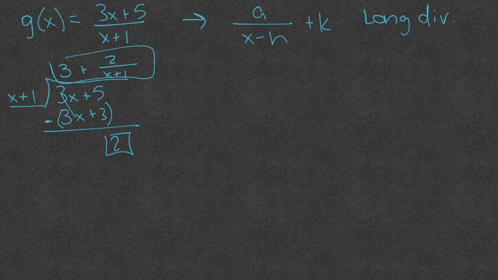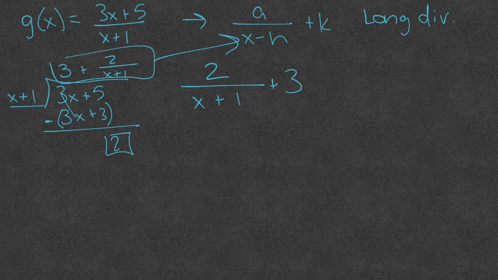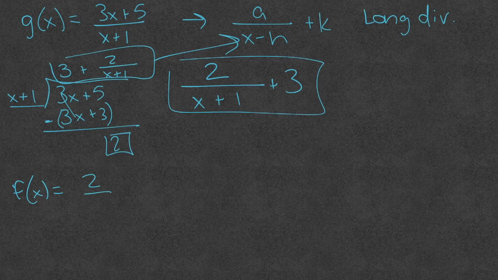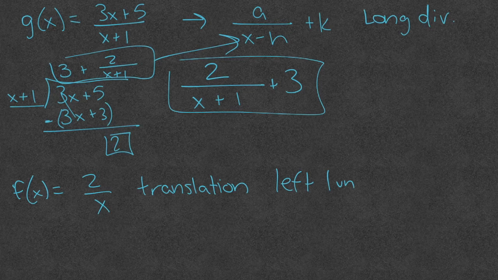However, this doesn't necessarily look like that form, so all we have to do is flip it. So this is 2 over x plus 1 plus 3. So that is our new equation. And what this is looking at is the f of x equals 2 over x function, because 2 is the constant. This is a translation left 1 unit. That's where that comes in. And up 3. And that's where that comes in.